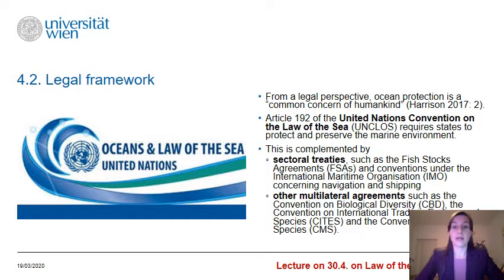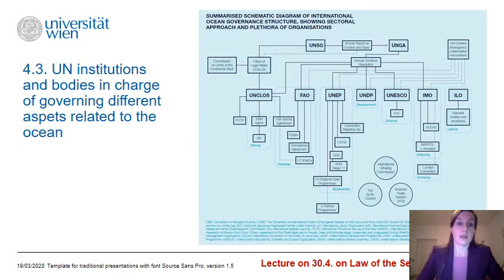But then there are also other multilateral agreements such as the Convention on Biological Diversity, the Convention on Migratory Species, or the Convention on International Trade in Endangered Species that also regulate specific aspects of environmental protection on ocean and on land, but that are still extremely relevant for ocean protection measures. So as you can see here, there are already several intergovernmental bodies, agencies, and institutions established in the United Nations frameworks that address different aspects of ocean governance.